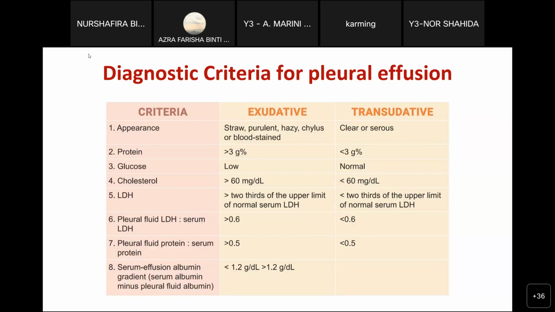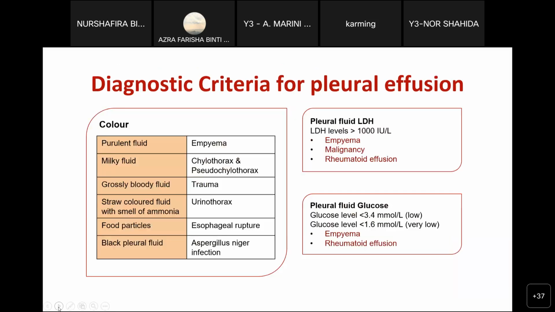This is just another criteria to differentiate exudative and transudative. It's similar to before actually. So these are other criteria that we can look through to differentiate the causes.